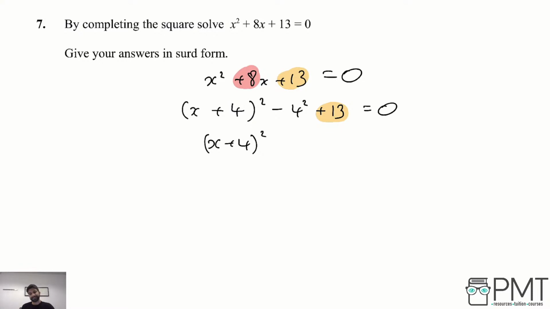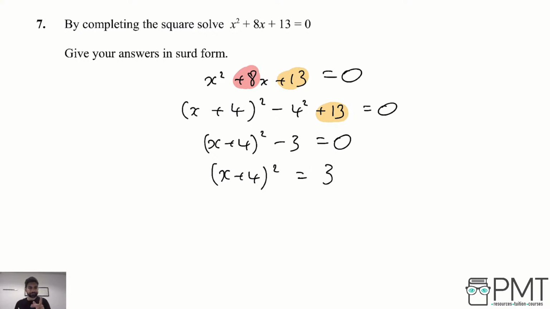So this is minus 16. This is plus 13. So we have a minus 3. That's equal to 0. So x plus 4 squared is equal to 3.